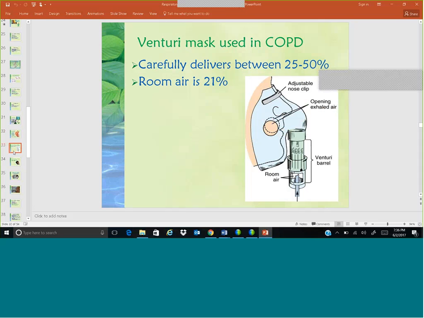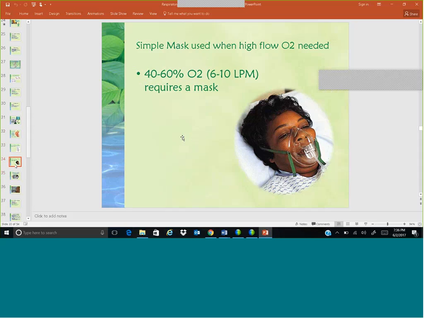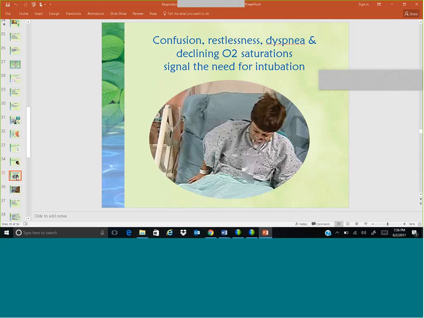And there is your Venturi mask that was discussed in the video. I think the video explains it a little bit better. You also have a simple face mask as well as a non-rebreather mask, right? Okay, so there's your simple face mask.